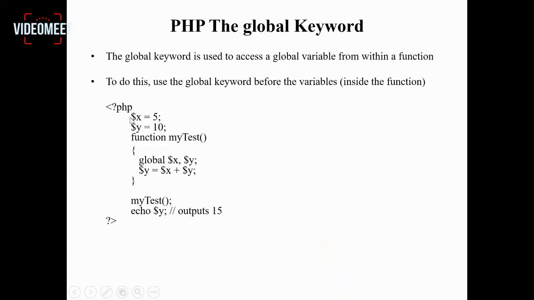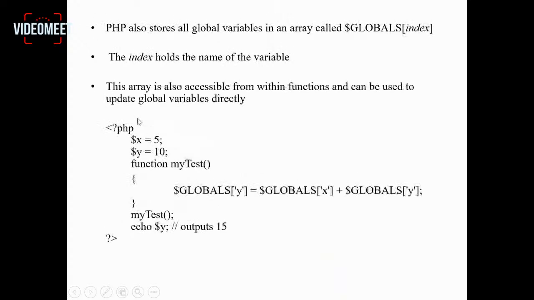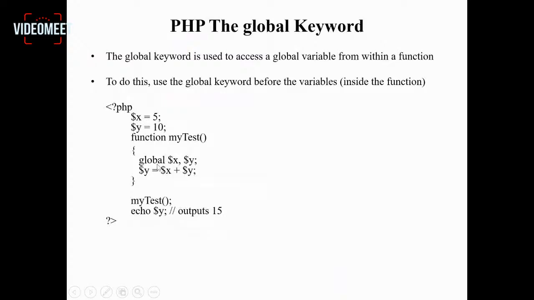look at this program, $x is 5, $y is 10. Then you are defining the function myTest, and inside this function, you are redeclaring this $x and $y, and then adding both $x and $y and storing it in $y, right? Then you are making a call to the myTest function and echoing the value of y. Because both y and x are global variables, even though you cannot access them inside the function, if you want to access them, you have to redeclare the same variables once again inside the function by using this global keyword.